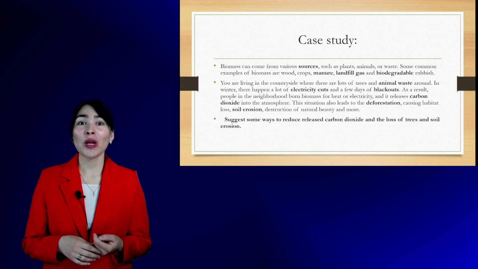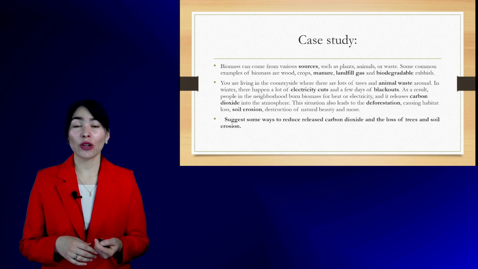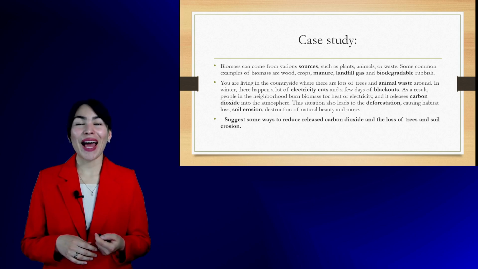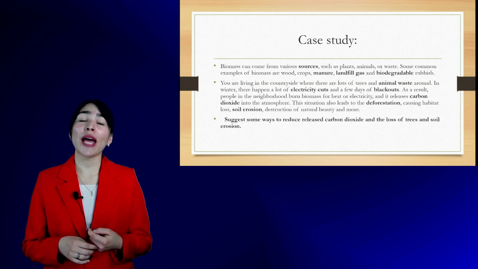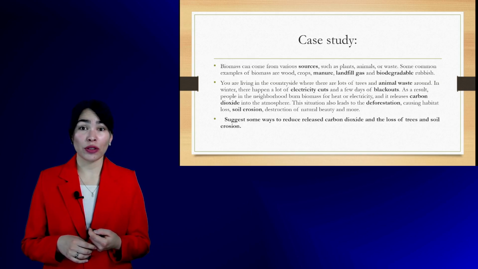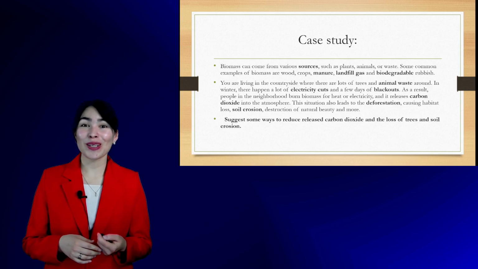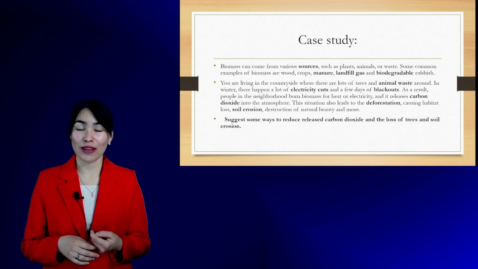As a result, people in the neighborhood burn biomass for heat or electricity, and it releases carbon dioxide into the atmosphere. The situation also leads to deforestation, causing habitat loss, soil erosion, destruction of natural beauty, and more. You're going to suggest some efficient ways and solutions to this problem.